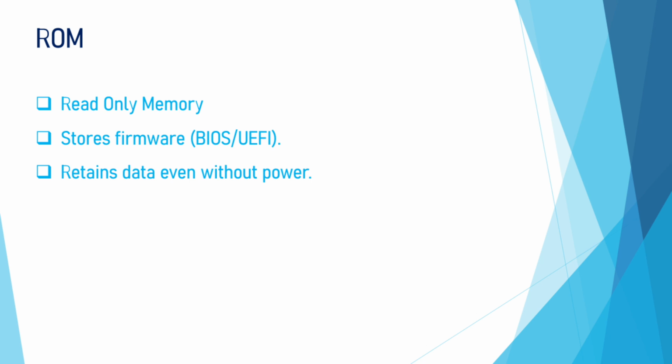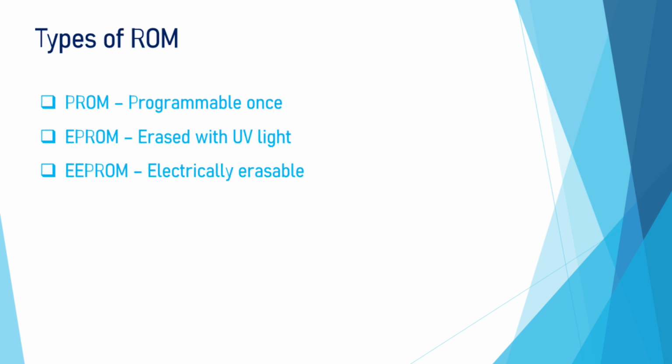Even when the computer is switched off, ROM keeps its data, unlike RAM. The data in the RAM is erased once the computer is turned off. But unlike RAM, ROM retains that data in itself even when the computer is turned off.